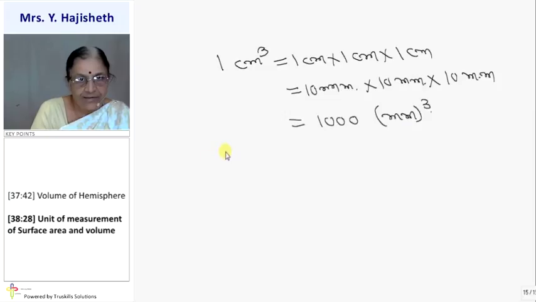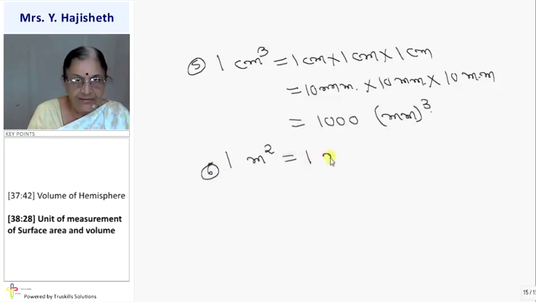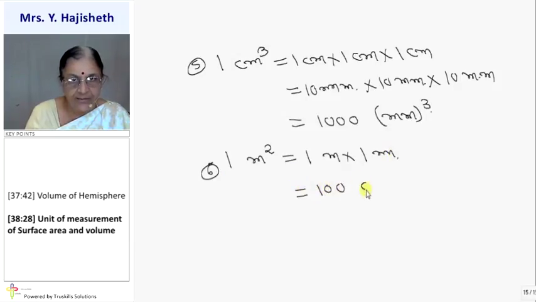1 meter square करना है. 1 meter square is 1 meter into 1 meter. सो सेंटीमीटर स्क्वायर में कन्वर्ट करना है तो 100 सेंटीमीटर इंटू 100 सेंटीमीटर. तो क्या आएगा? 10,000. 100 इंटू 100, सो 10,000 सेंटीमीटर स्क्वायर.